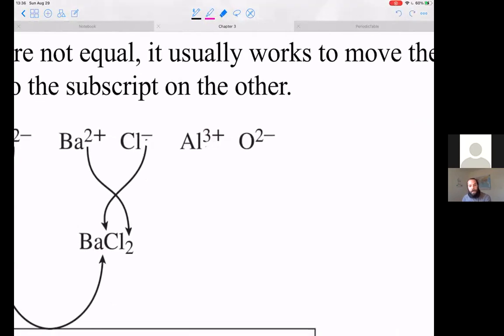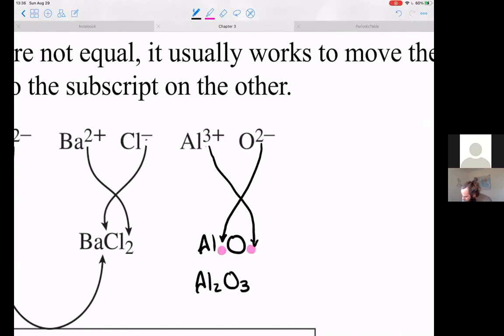Likewise, if we have aluminum and oxygen, again, we could figure out these charges based on the periodic table. We're going to play the same game where I know I need aluminum oxide, but what numbers go here? Well, again, I'm going to bring down this charge to replace that value, and this to this one. So this would be Al2O3.